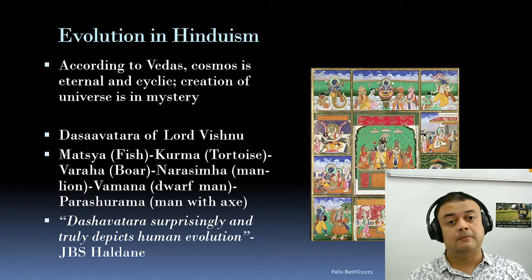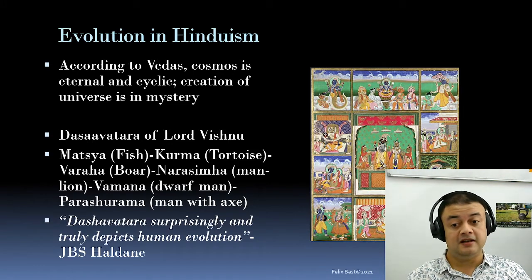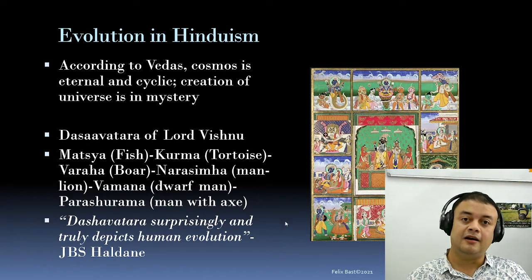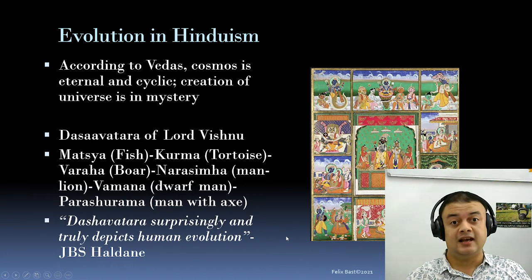A very famous British evolutionary biologist, J.B.S. Haldane, was a socialist and had a soft corner towards India. He was in India for a long time, at ISI Kolkata. He spent many years there, right? And he famously said that Dashavatara surprisingly and truly depicts human evolution.